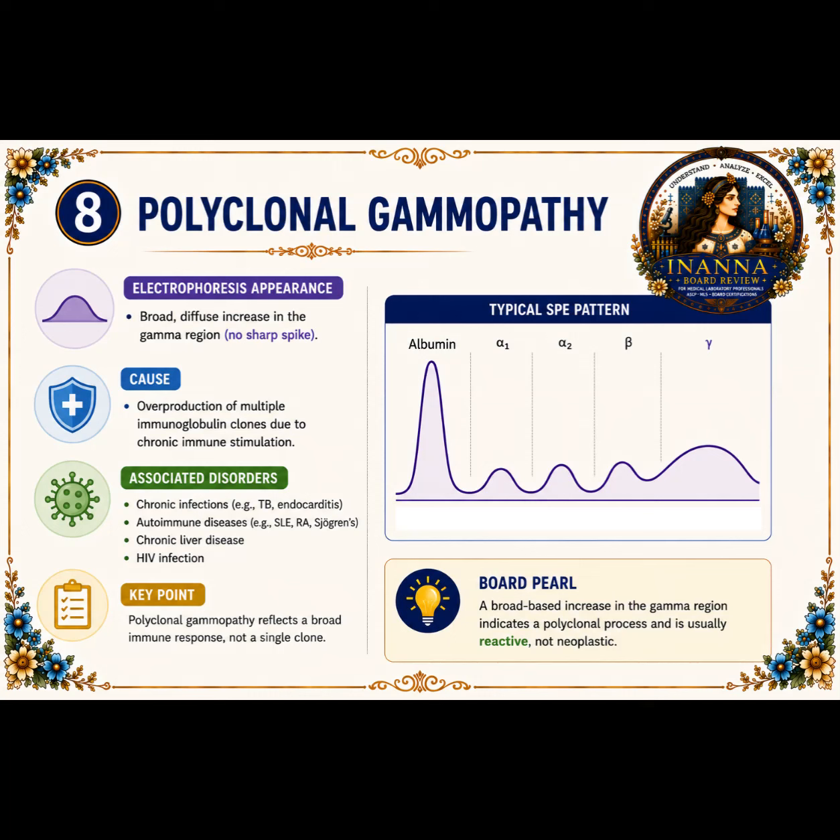Polyclonal gammopathy. Polyclonal gammopathy produces a broad, diffuse increase in the gamma region. This happens when many different plasma cell clones are stimulated at the same time. It is usually reactive, not neoplastic. Common causes include chronic infections, autoimmune diseases, chronic liver disease, and HIV infection. Board Pearl, narrow spike equals one clone, broad increase equals many clones.